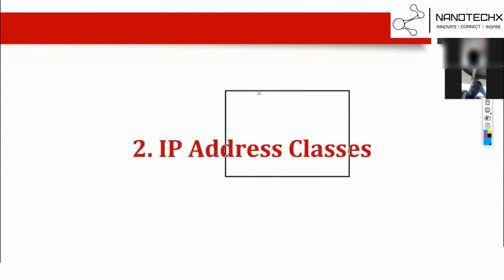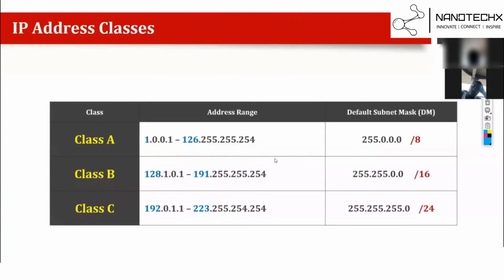Then we have IP address classes. Totally there are 3 classes: class A, B, and C. And this is the default mask. How do we identify? From the first octet, if it is between 1 to 126, it is class A. If it is between 128 to 191, it is B. There is class D and class E as well, but we don't care about them because they are not involved in subnetting. And then this is the default subnet mask.